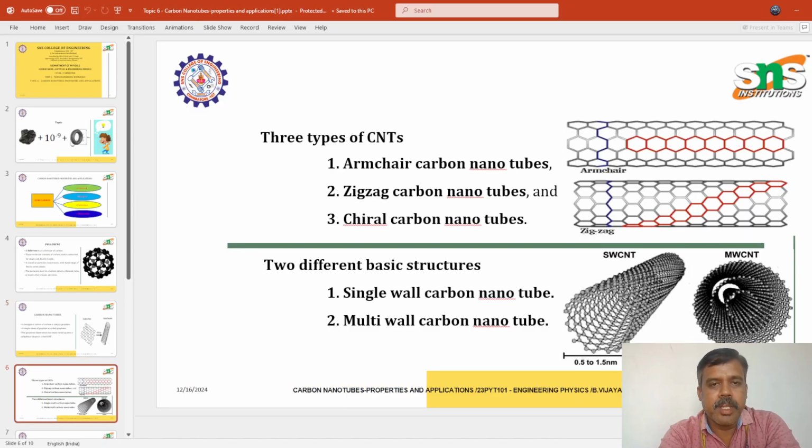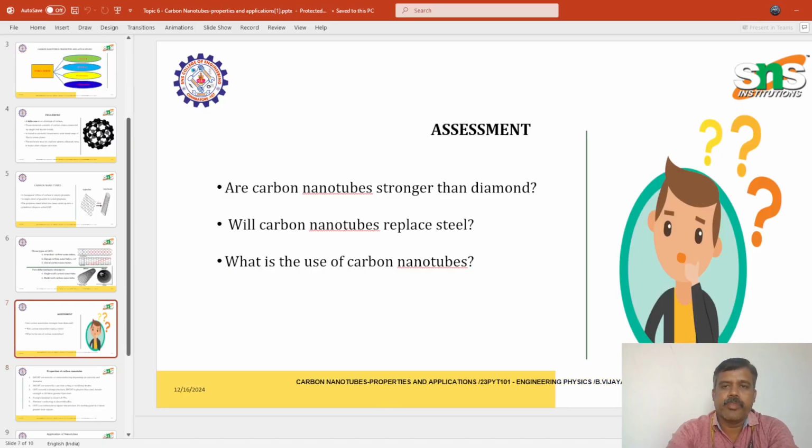Three types of CNT are formed: armchair carbon nanotubes, zigzag carbon nanotubes and spiral carbon nanotubes. There are two different basic structures: single wall carbon nanotubes and multi-wall carbon nanotubes. An assignment question for the students: are carbon nanotubes stronger than diamond? Could carbon nanotubes replace steel? What is the use of carbon nanotubes?